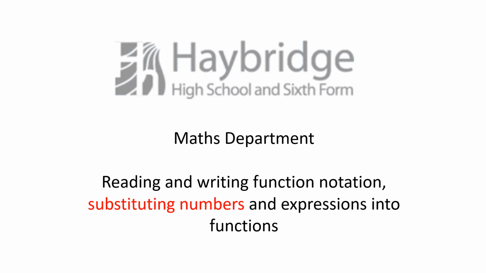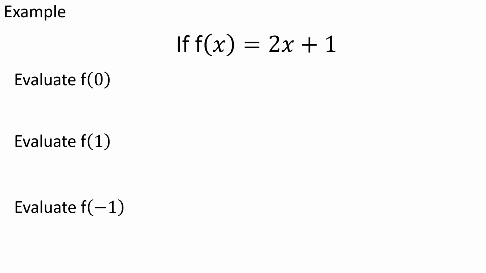So let's move on to substituting numbers into our functions. Let's look at some examples. If f of x is equal to 2x plus 1, same as our previous one, we need to evaluate for the following. When we evaluate f of 0, this just means our input is going to be 0. Whenever we see an x, we need to substitute it for a 0. So it would be 2 times 0 plus 1. We've done 2 times 0, 0 plus 1, which just gets us 1.